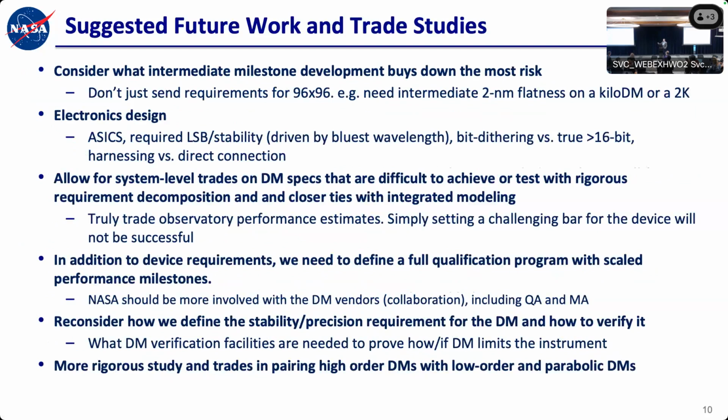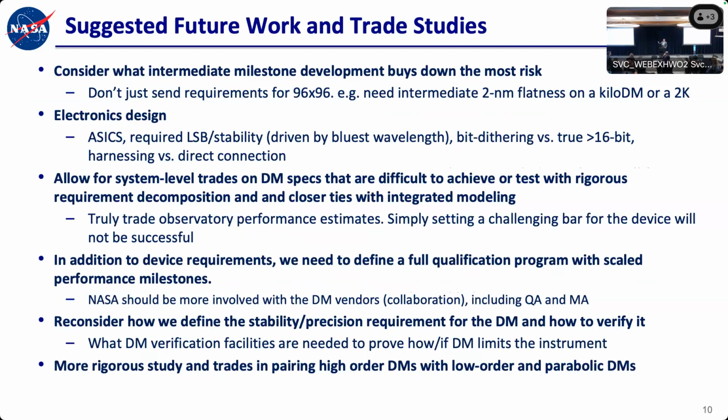So anyway, with that, here's some suggested future work and trade studies. I will say we need to consider what intermediate milestones we can have to buy down risk, such as getting 64 by 64s in the development plan. That'll stretch out how long it takes to get a 96, but then we'll have a 64 to use. Electronics design, that's a major CGI lesson learned right there. We've got to work on that and get the ASICs together. Again, something that's getting better and better, and I'm becoming less worried about it.